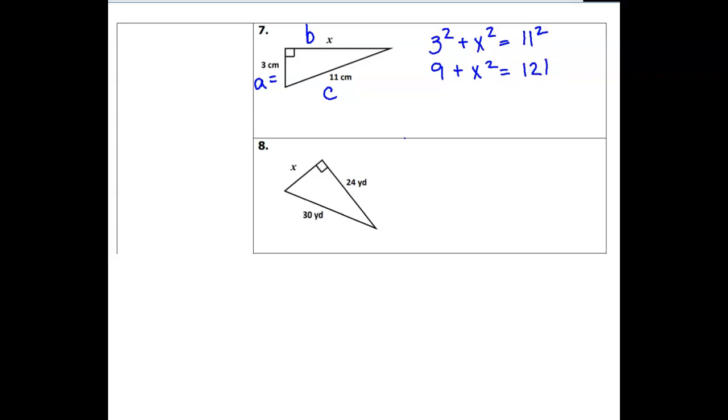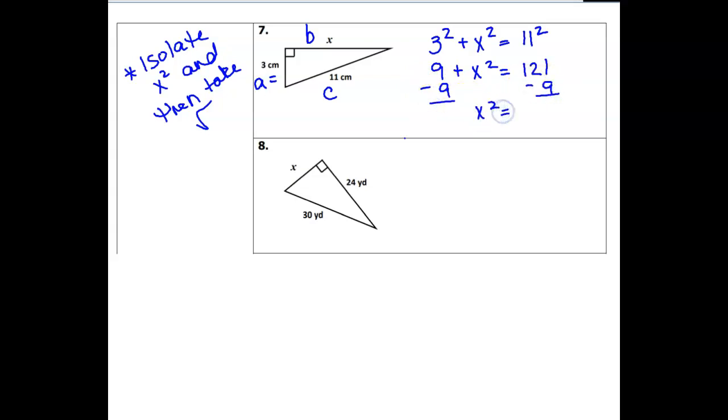So our whole goal will be, we want to isolate our x value. Isolate x squared, and then take the square root. All right, so in that case, let's subtract 9 from both sides. And we end up with x squared is equal to 112. And then we take the square root of both sides. So our x is going to be equal to 10.6 centimeters.